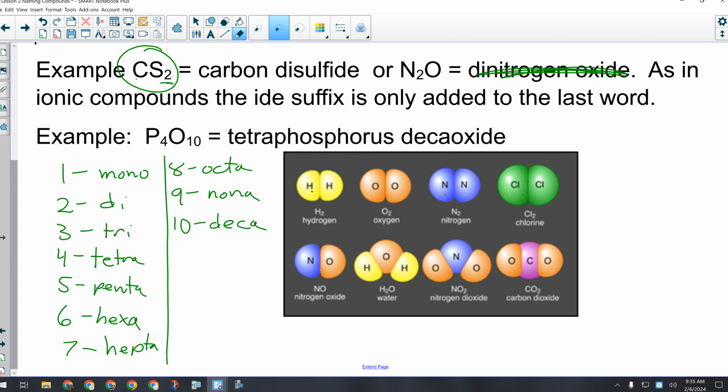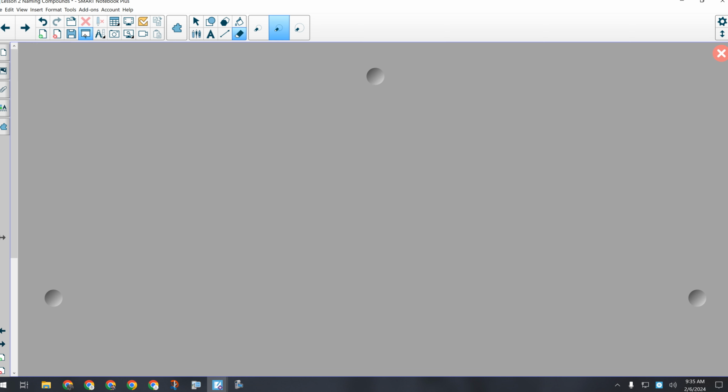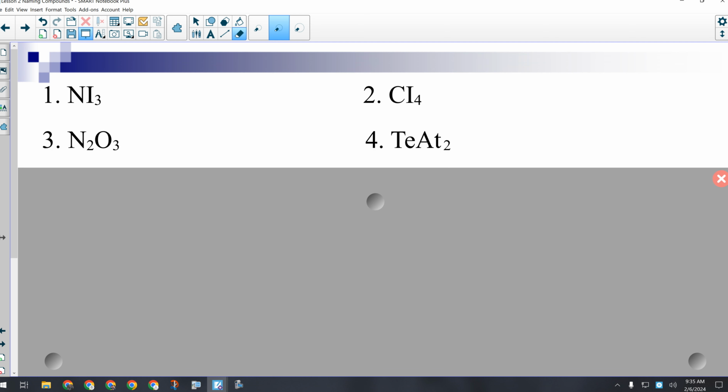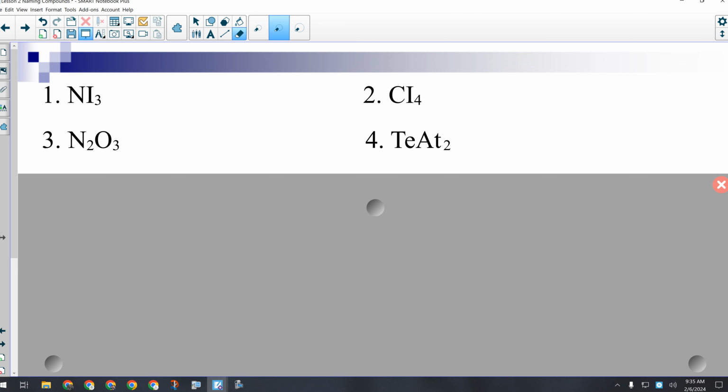All right, let's try a couple of examples here. I want you guys to write the names for those 4 molecular compounds. I'll give you a couple minutes.